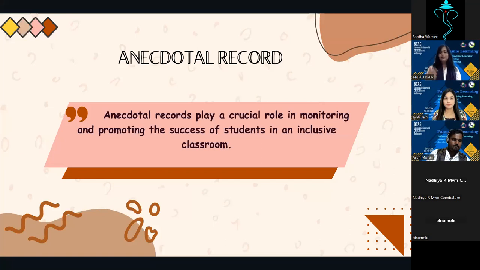So then you have to introspect what's going wrong. What is the thing that I'm missing out? So here for your rescue comes the anecdotal record. If you have a record of each and every child in your class, you will be able to work on it. And the next time you can work on it better and you will get better results. So anecdotal records are very important.